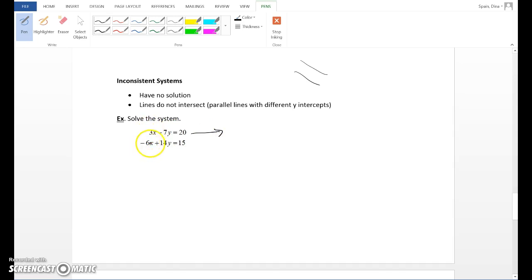And with elimination, I like my x's out here. If I multiply the first one by 2, then I'll have a 6x there. Alright, and let's bring the second equation over. So you see those coefficients of the x's match. I've got a positive 6x and a negative 6x, so when I add, those cancel, but look what happens to the y's. Negative 14y plus 14y, everything canceled over there.